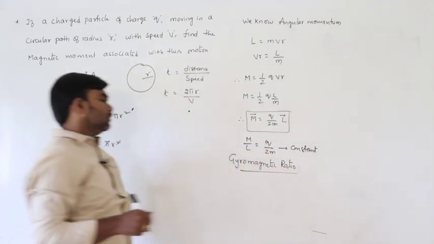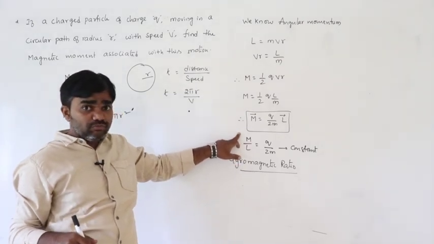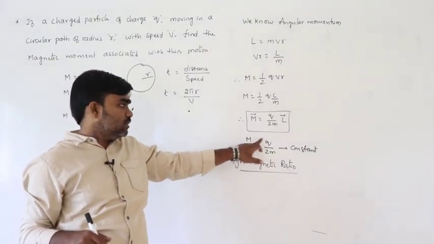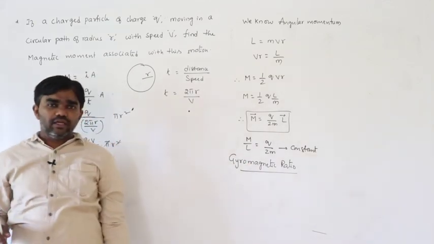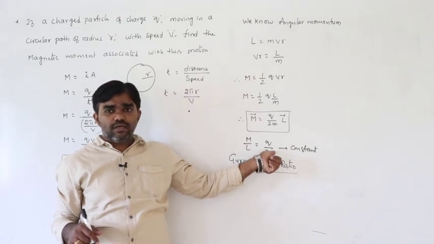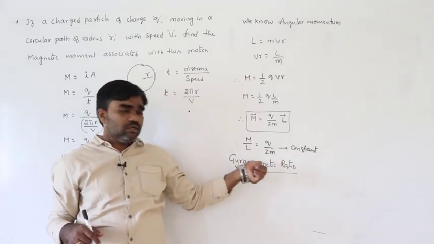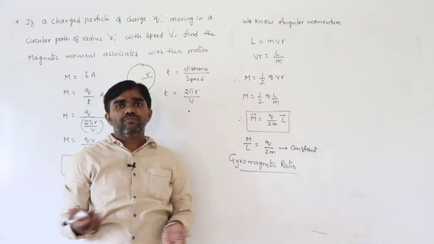So, the ratio of magnetic moment to angular momentum is equal to Q by 2m. That is called the gyromagnetic ratio. For any given charged particle, we can substitute the mass of the charged particle. This gyromagnetic ratio changes for a given particle.